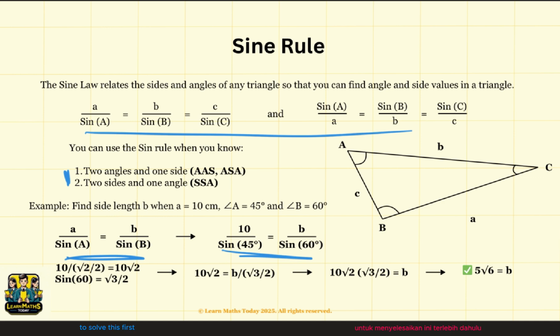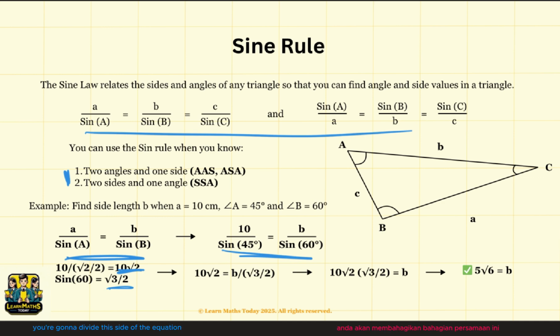Okay, to solve this, first I'm going to look at sine 45. Using your unit circle, you'll see that sine of 45 is equivalent to root 2 over 2. So simplified, it's 10 divided by root 2 over 2, which is 10 root 2, as you can see here. And then you have this equal to B over sine of 60. And again, using the 30, 60, 90 triangle or the unit circle, you'll see that sine of 60 is root 3 over 2. So now you have 10 root 2 is equivalent to B divided by root 3 over 2.